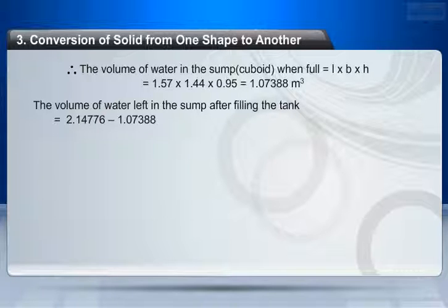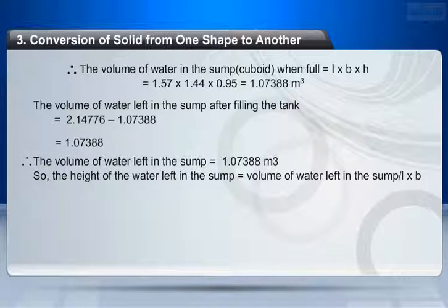The volume of water left in the sump after filling the tank is calculated as the volume of water in the sump, that is, cuboid, when full, minus the volume of water in the overhead tank, that is, cylinder. This is equal to 2.14776 minus 1.07388. This is equal to 1.07388. Therefore, the volume of water left in the sump equals 1.07388 meter cube.